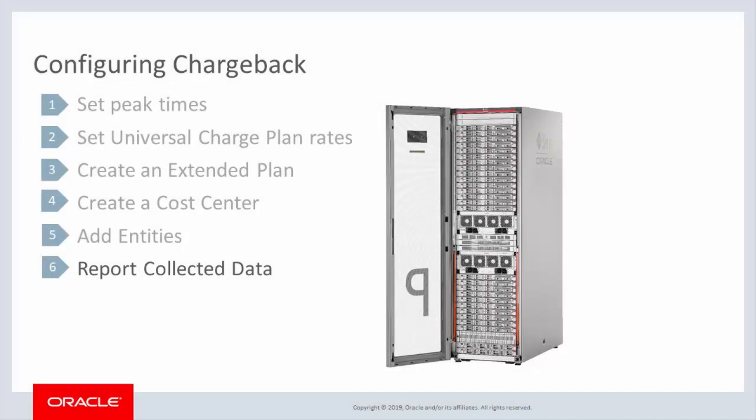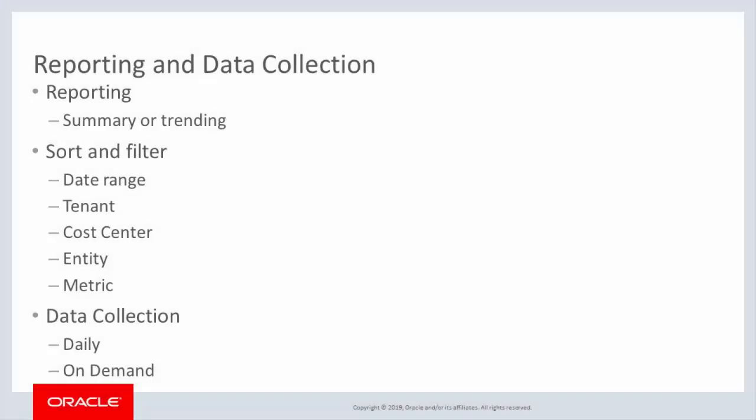In this segment, you'll see how to set up a report by applying various filters and also how to run an on-demand data collection cycle. Chargeback reporting allows you to generate reports using a variety of criteria. Graphically, you can create and view summary pie charts of resource utilization or a bar chart by month for daily resource utilization trends. You can sort and filter on date range, tenant, cost center, entity, and/or metric.